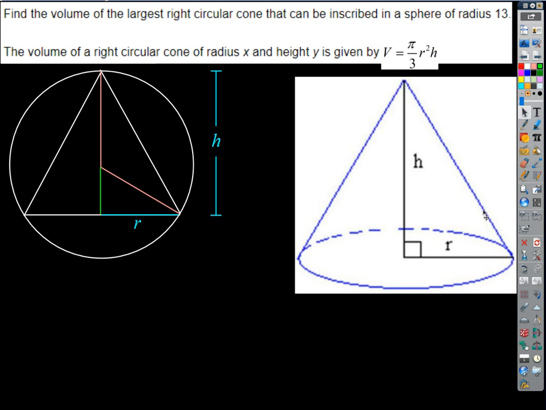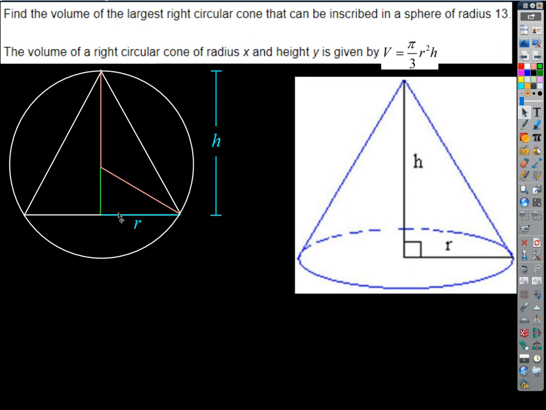So we know that we define the volume of the cone in terms of its height and its radius. So here's where they would show up in our cross-section, right? The height of the cone is just that distance. Agreed? And the radius of the cone is right there. Now, the constraint is that the radius of the encapsulating sphere is 13. Where would that fit into this drawing?